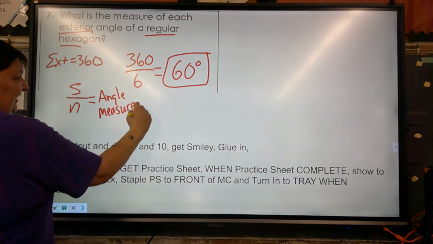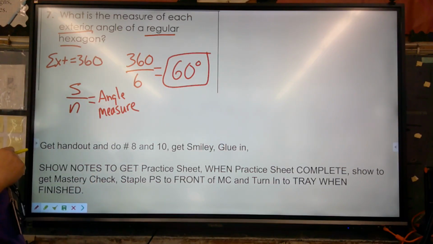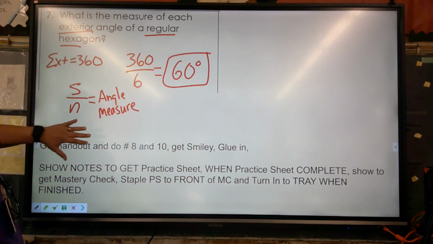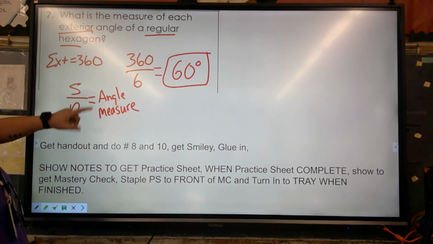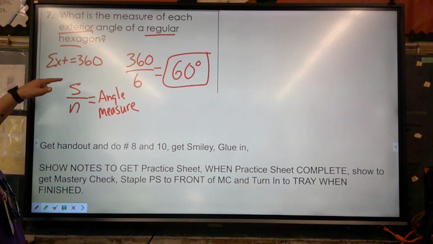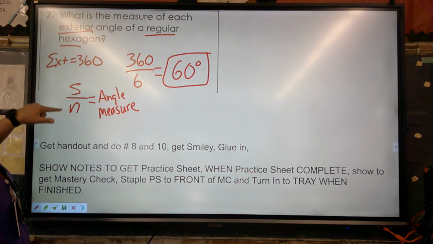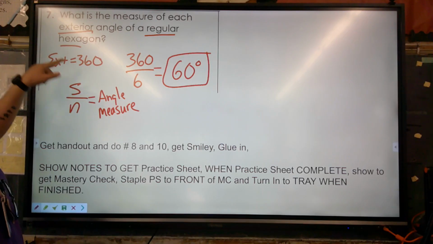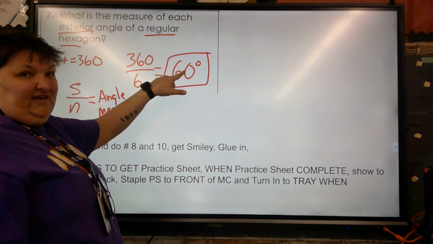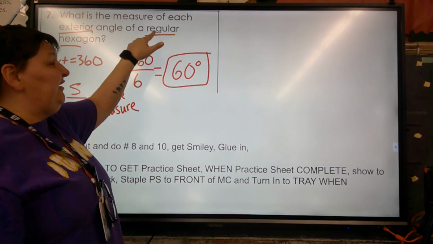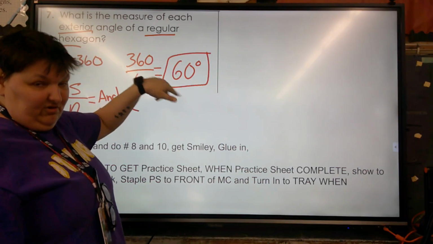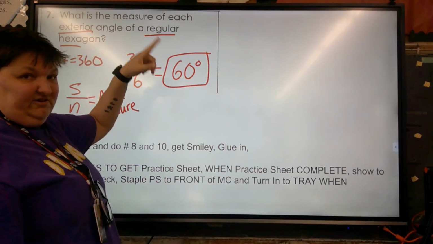When we manipulated our original equation, or secondary equation, we realized that we could find the angle measure by taking the sum, which we know has to be 360 because it's exterior, and dividing by the number of sides, which is 6 because it's a hexagon. And we know all of the angles on the exterior are 60 degrees because it's a regular polygon. They're all the same. 60 degrees all the way around.